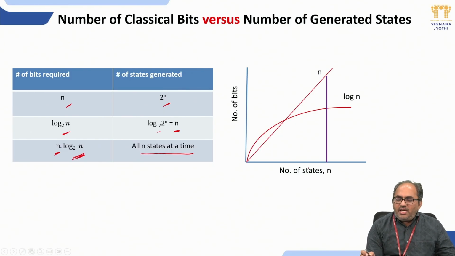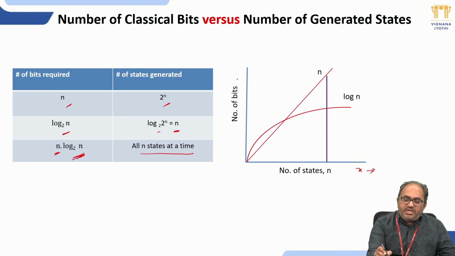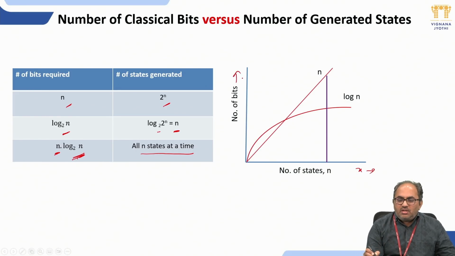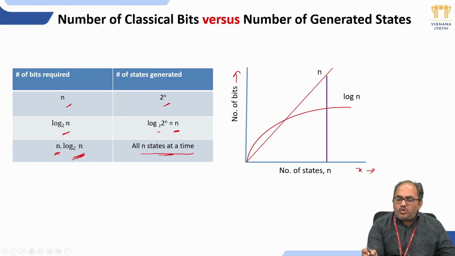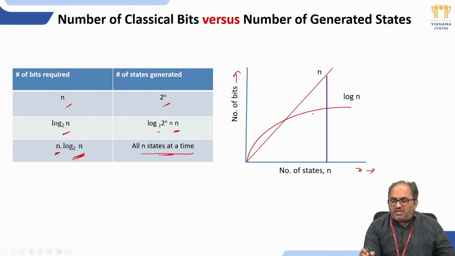Now let us see the graphical representation of this function. Here I have taken number of states along the x-axis, number of bits along the y-axis. Now see that this is the product of two functions. The number of bits you require for generation of n states at a time is the product of two functions, n and log n base 2. So I have two representations here.